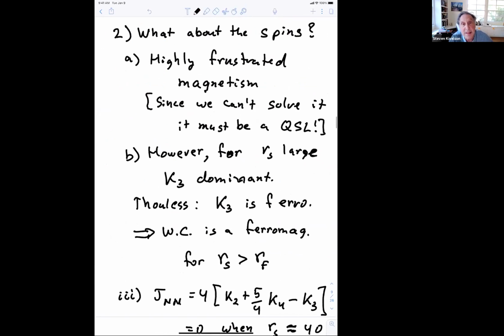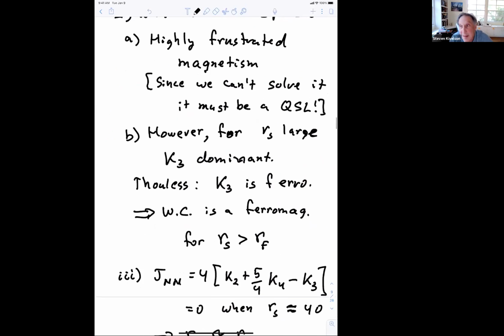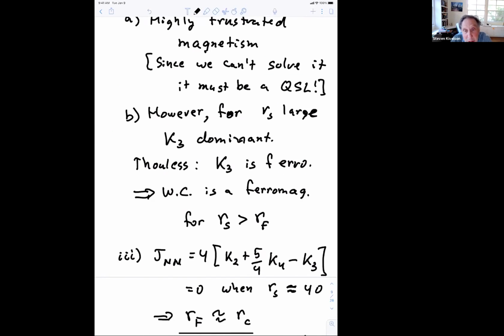So what do we learn from this? Well, first of all, we learn that we have a highly frustrated quantum magnetism problem. And there is a tendency, which I'm afraid we also followed, to say that if we have a frustrated problem of quantum magnetism that we can't solve, probably the solution is a quantum spin liquid.